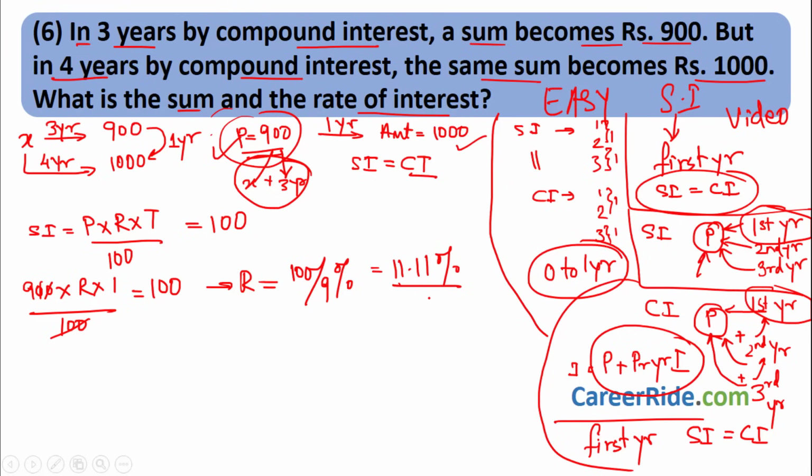Now what have they given? In 3 years by compound interest, a sum becomes 900. So the amount which is there after 3 years is 900. Just like we saw over here, that is the original amount plus 3 year compound interest. So amount after 3 years is 900.